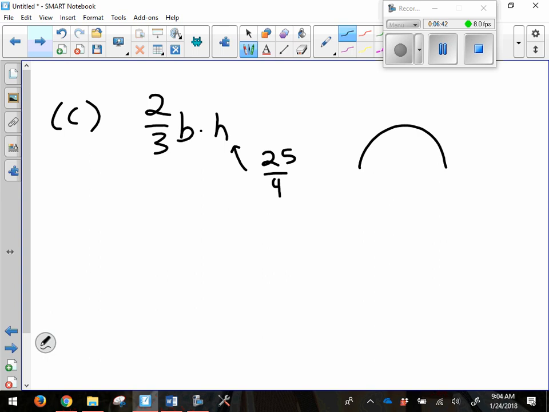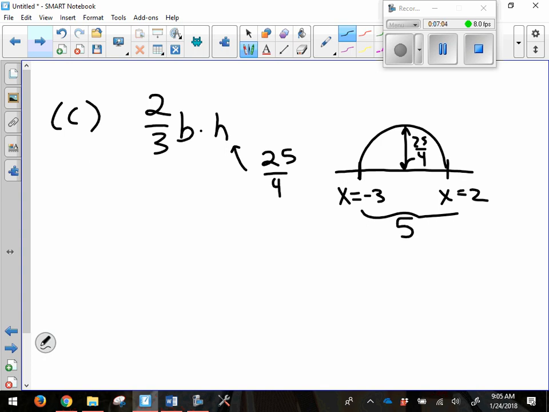Yeah, because here's my arch again. What's my x value going to be over here? What's my x value going to be over here? 2. Okay. And then we said that the height was 25/4. So what's that distance? 5. Okay. So I've got 2/3. My base is 5. My height is 25/4.